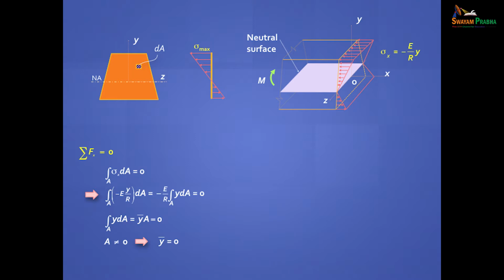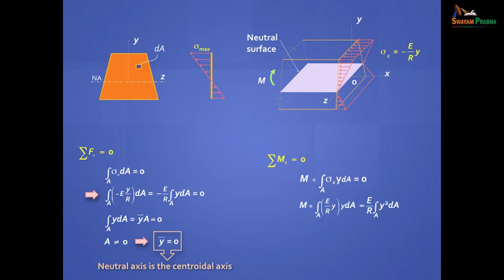All right. So since A is not 0, y bar is 0, that means your reference axis is the centroidal axis, right? But we have one more equation. If you take moments about the z axis, then the externally applied moment or the bending moment at that section plus this is 0. And so you can get this equation. Y squared comes into the picture. That's the second moment of area.